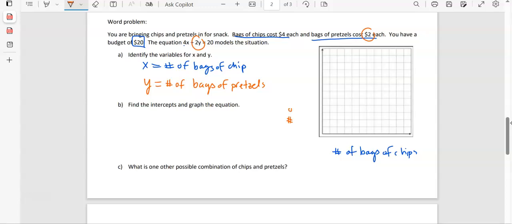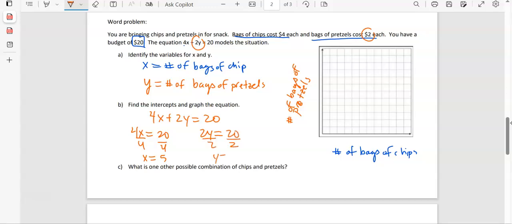My screen does not like when I write sideways. This might be a little crooked. Again, we'll deal with our interval in a second. So we're going to start finding the intercepts. The x-intercept gives us 4x is 20, and x is 5. And the y-intercept gives us 2y is 20, so y is 10. So I know on my x-axis I have to go up to at least 5, and on my y-axis I have to go to 10.